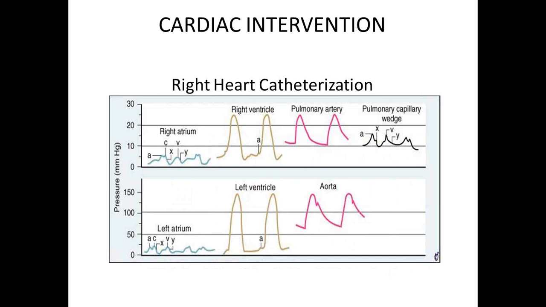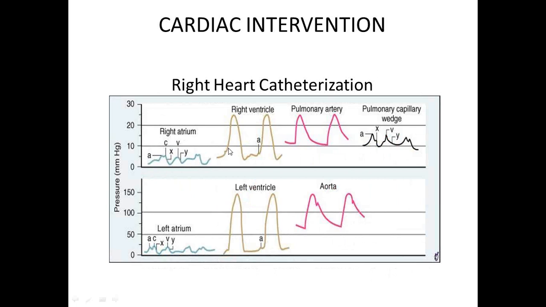So if we were to separate out these pressure waveforms, again, the right atrial pressure is made up of different components. We talk about the A wave, the C wave, the X descent, the V wave, and the Y descent. We'll explain what these mean. But basically, when the catheter enters the right atrium, you're going to get a waveform, a pressure tracing looking like this, and it has different components.